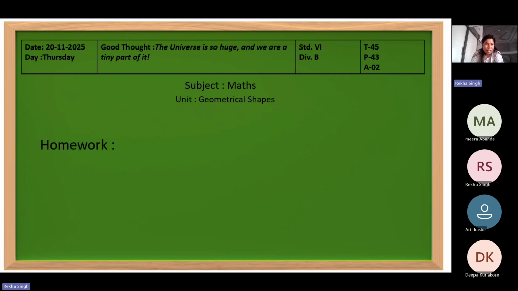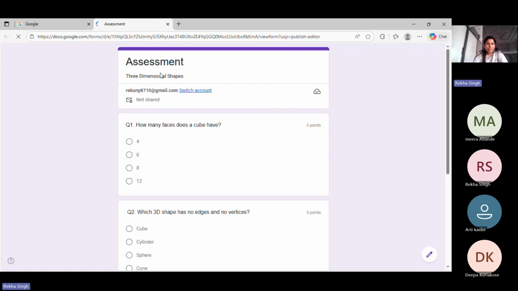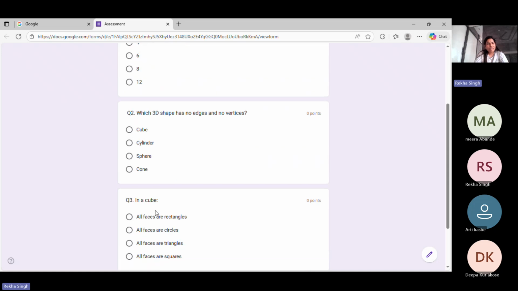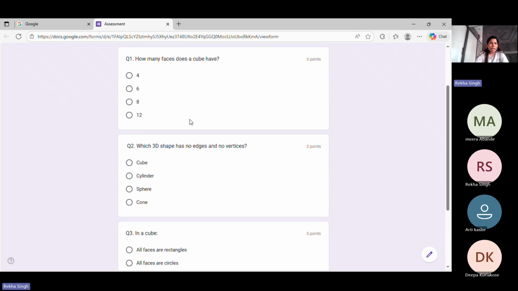So the students, after going through this chapter, you have learned what are cube and cuboids, 2D shapes and 3D shapes. Now this is one homework for you. I have given one Google form in which I have given a few questions. You can see the assessment, three-dimensional shapes. How many faces does a cube have? Which 3D shape has no edges and no vertices? So you can submit the question after going through the chapter.